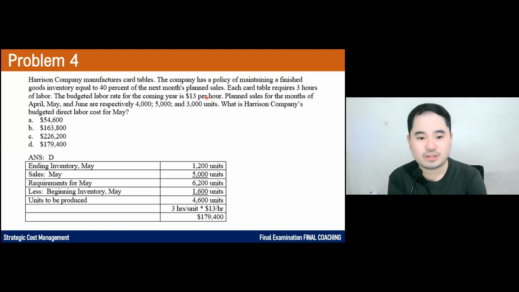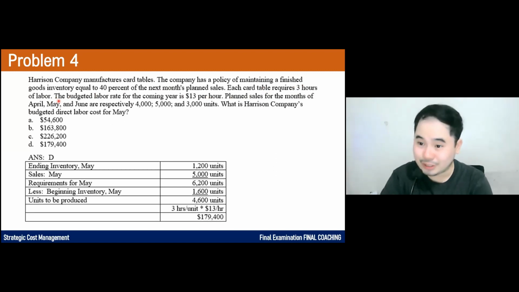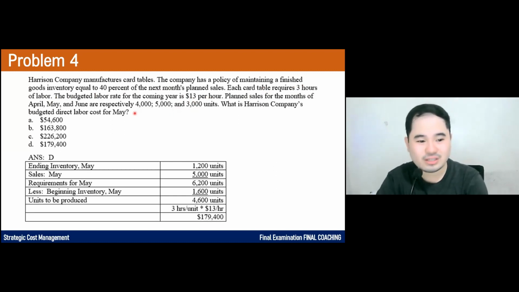Harrison Company manufactures card tables. The company has a policy of maintaining a finished goods inventory 40% of the next month's planned sales. Each card table requires 3 hours of labor. O yun na. O, wala ka ng problema. Any number of units times 3, yun yung required hours. And if you already have the amount per hour paid, much better, mas mabilis. Okay? Ito na yung planned sales, 4,000, 5,000, 3,000 for April, May, and June. How much is the direct labor budgeted cost for May? So, your ending inventory for May is 40% of your sales.